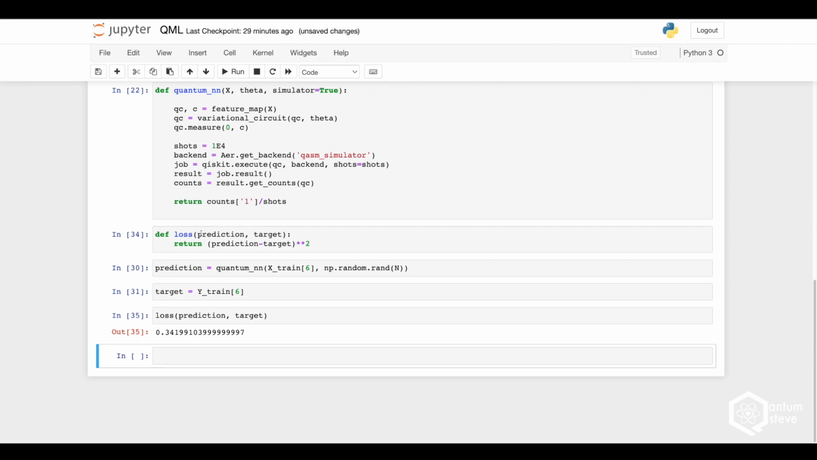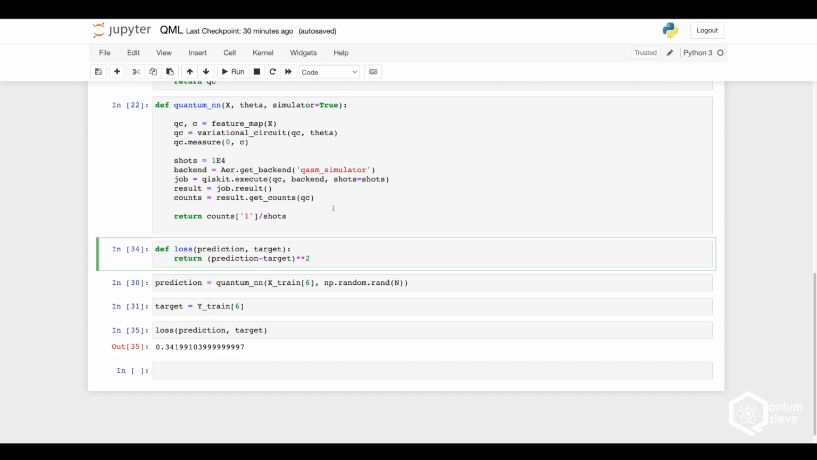So now the next step is we want to minimize this loss function. So essentially the loss function tells us how close we are to the real target. And so we want to minimize this loss function. So basically what we need to do is we need to loop over our data, and we need to update our variational parameters, so those thetas here in the quantum neural network, such that we minimize the loss function.